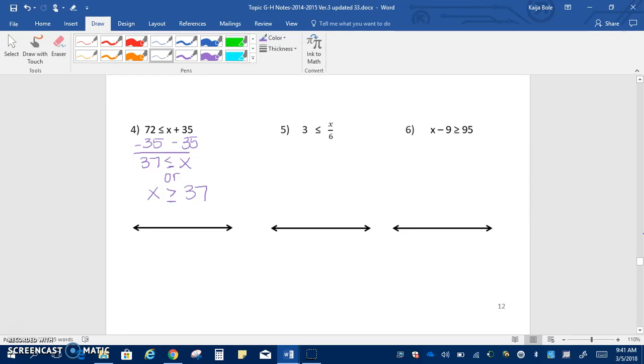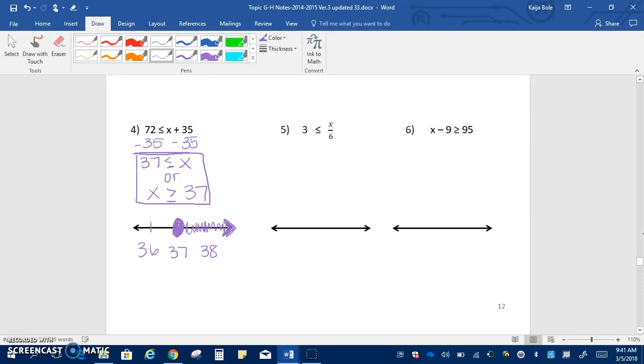Make sure that the sign opens up, or it faces the x the same way that it did up top. So if we see it opened up towards the x, it has to open up towards the x on the bottom. Okay? Again, you can leave it either way. Sometimes I think rewriting it helps you graph it correctly. So we put 37 in the middle, 38 on the right, 36 on the left. This would be a closed circle because it's greater than or equal to, and that means we are shading everything to the right.